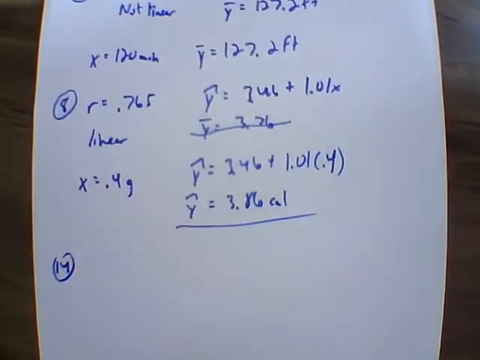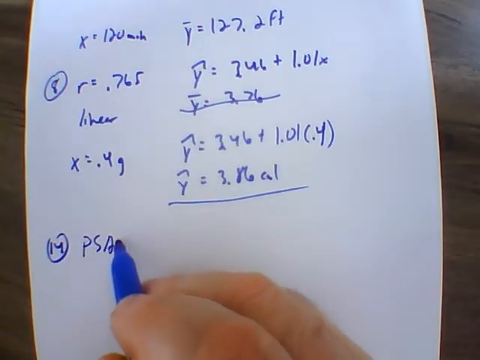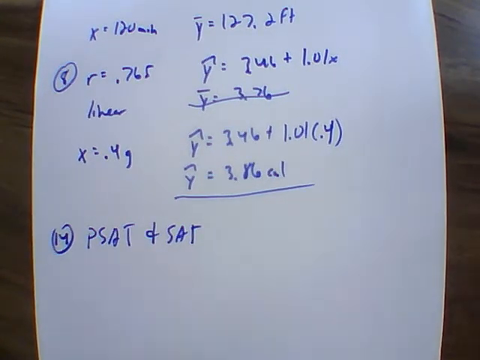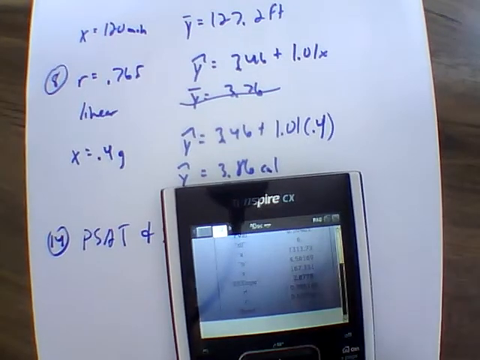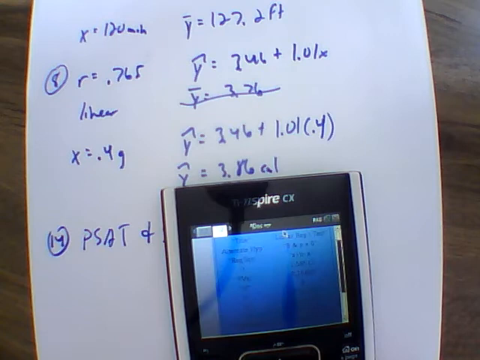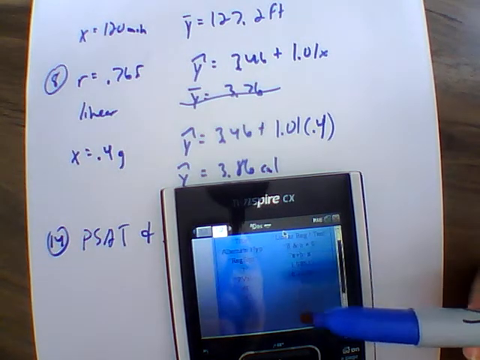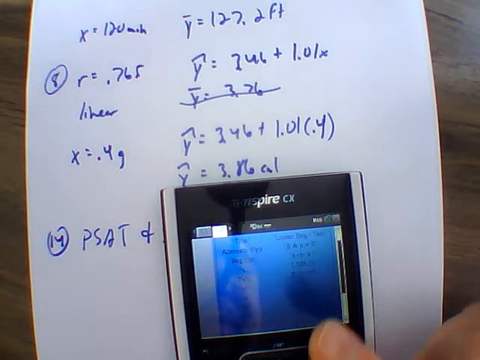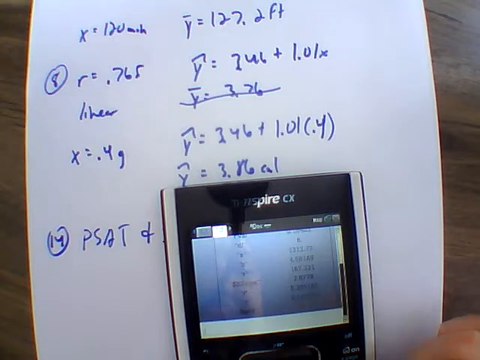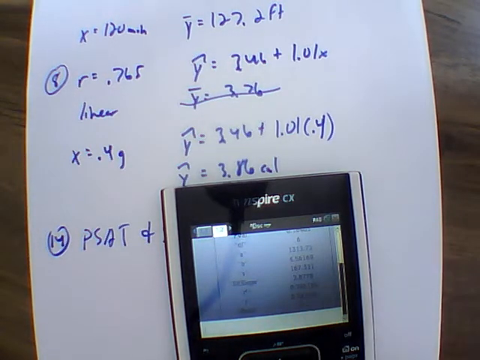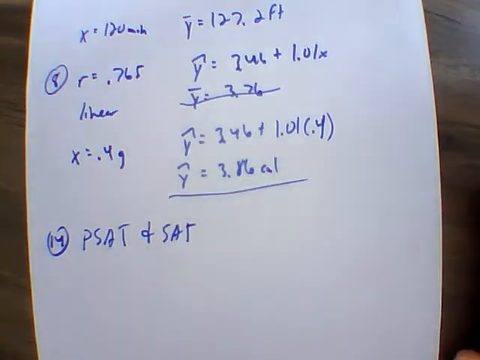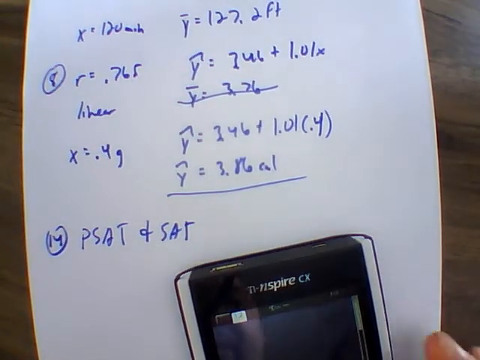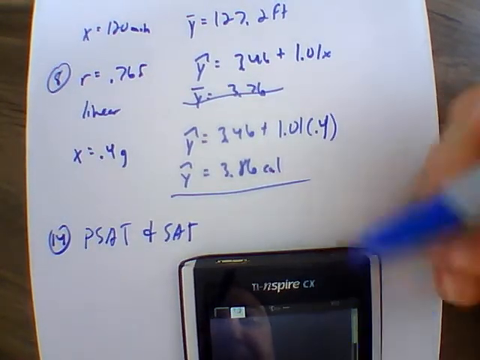Number 14. Remember, number 14 related to the PSAT and the SAT test. If we think back to what we had, let me just bring back my calculator. We talked about we had a p-value of 0.164. We talked about our t of 1.58, r value of 0.543. So in this case, we deemed it to be not linear. So something to be thinking about on here.